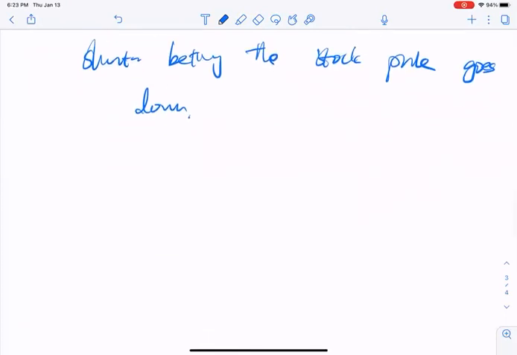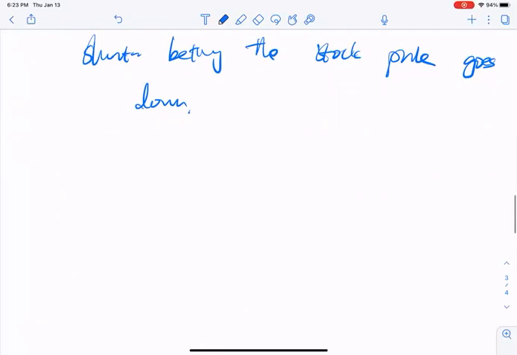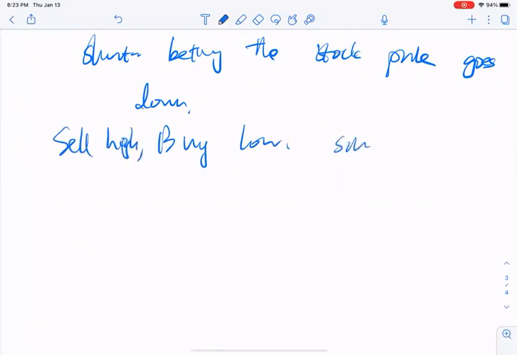So say that you're betting on the stock price, and currently the stock price is $100, okay? And you're betting it, what do I say? I would just say sell high, buy low. So similar to put option. Okay, I think this makes more sense.